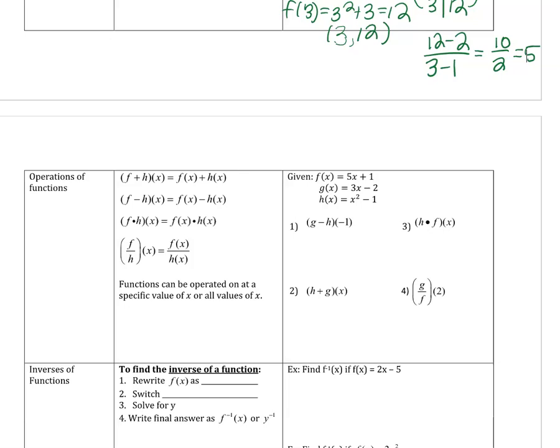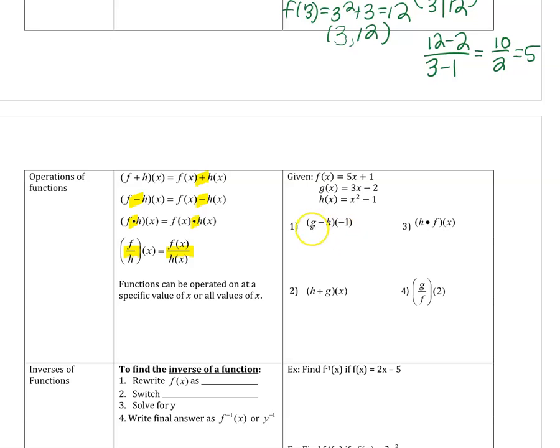All right, operations on functions are exactly what they look like. f plus h of x is addition, addition of your functions. That's subtraction. This is multiplication. That's division. So in these problems, I'll give you 2 or 3 different functions, and then I just want you to do operations on them. I could have you do them for all values of x or a specific value of x.